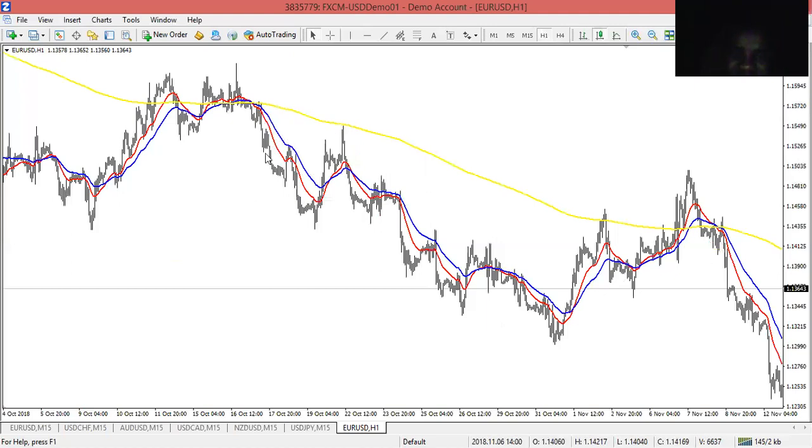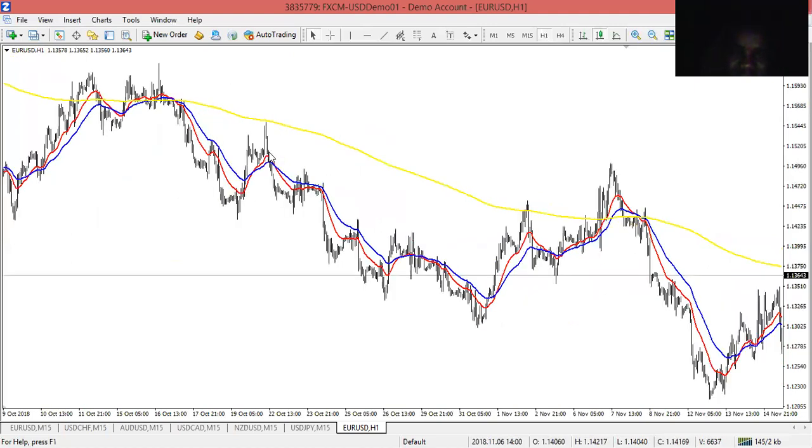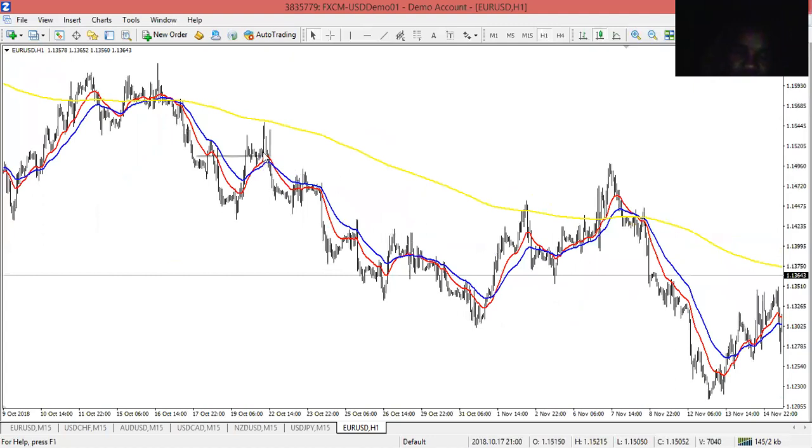Do you understand what I'm saying? Say that again, please. Okay. Now this red and blue will cross the yellow. Then you wait for your confirmation. The red will cross back, and the red will now cross the blue without crossing the yellow. Then cross the blue back.